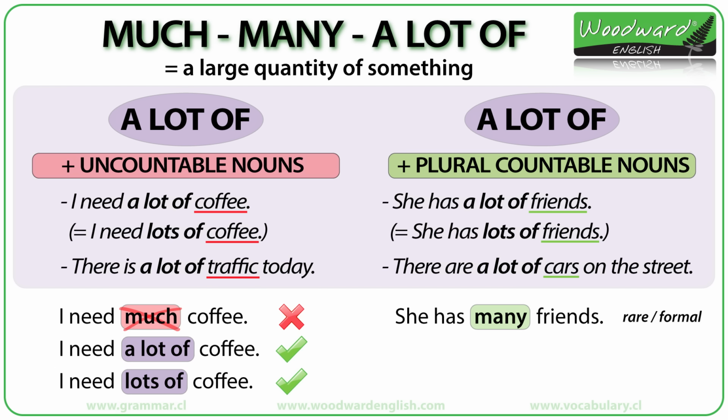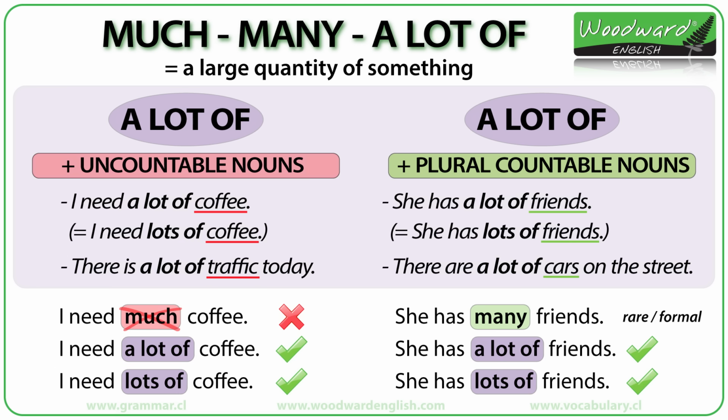She has many friends. In theory, it is possible to use many in positive sentences, though it is not common in spoken English. It is formal. In general English, you say, she has a lot of friends, or you can also say, she has lots of friends.